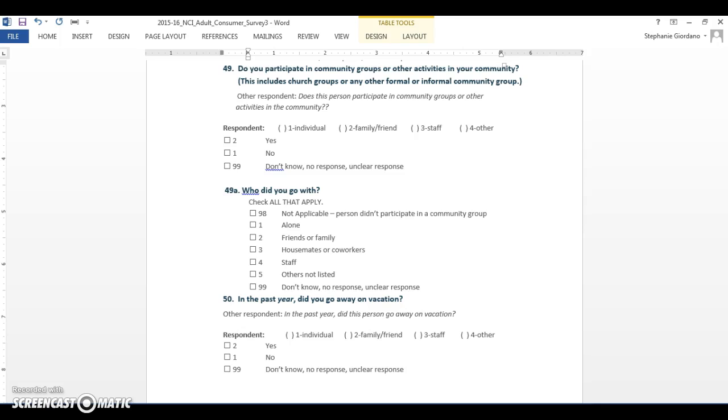Also, question 50, in the past year, did you go on vacation, is slightly updated. We ask this only as a yes or no question, so we no longer ask how many times the person has gone away on vacation. And just another note here on this vacation question, we are looking for a vacation that's taken place overnight.